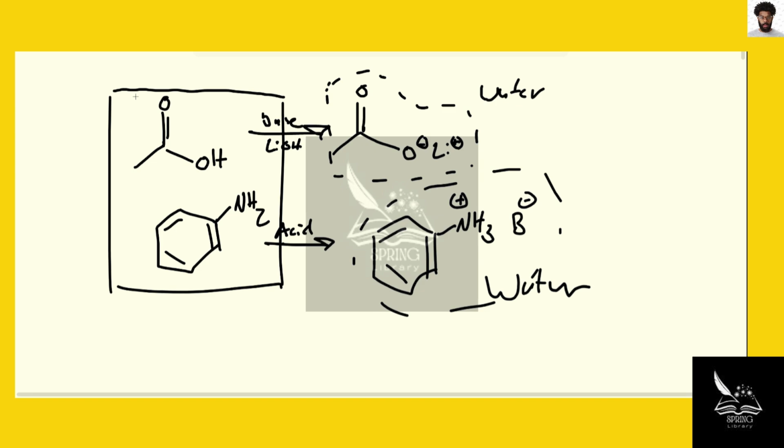And if we react our mixture with a base, the aniline will remain in its neutral form, but the acetic acid will become charged. And if we react the mixture with an acid, the aniline will turn to its charged form, while the acetic acid will remain in its neutral form. And whichever is in its neutral form is going to be soluble in organic solvents, right?